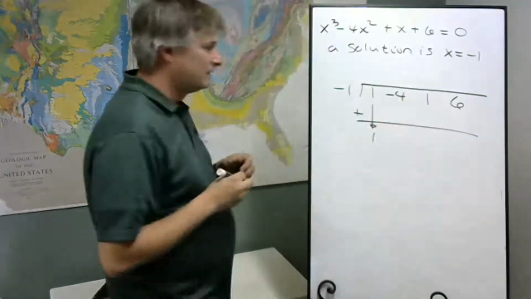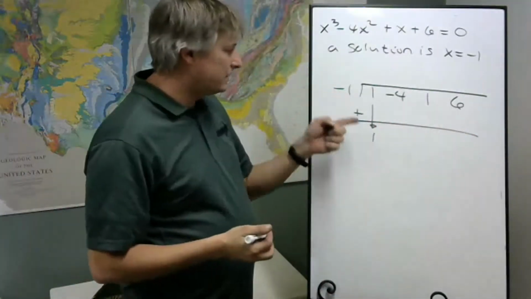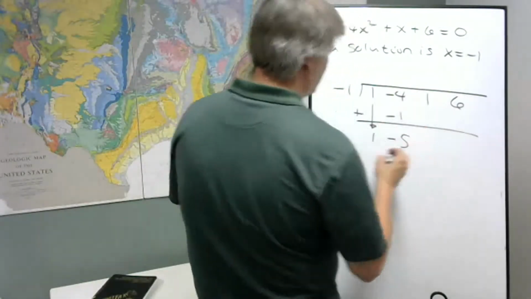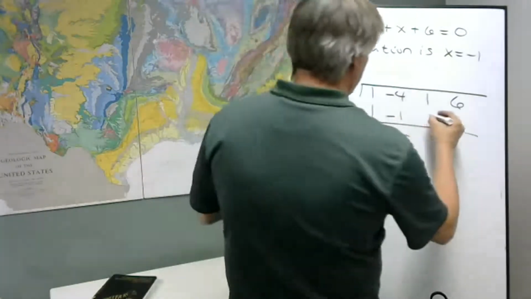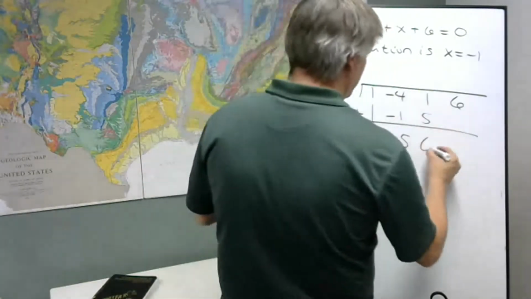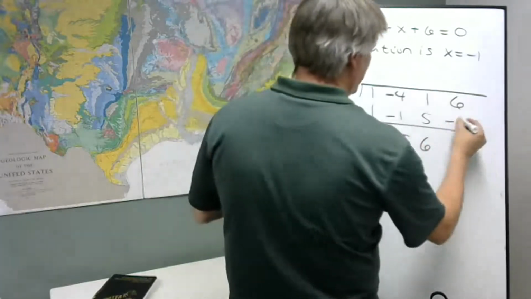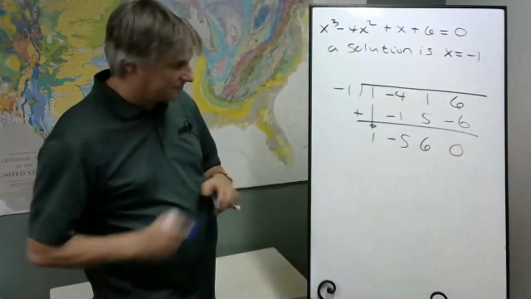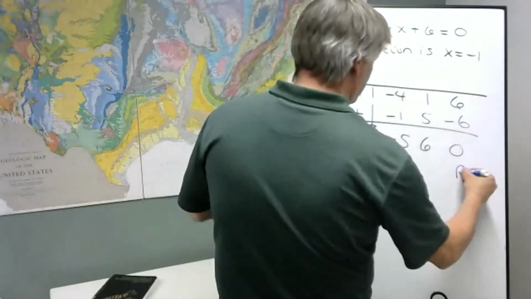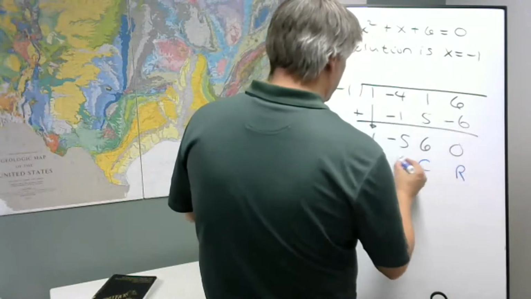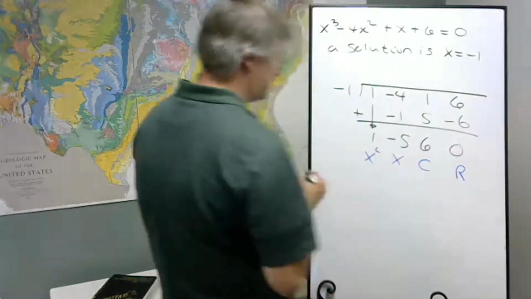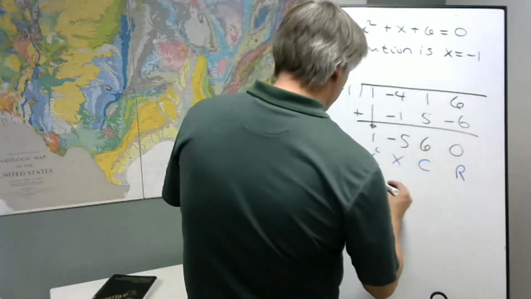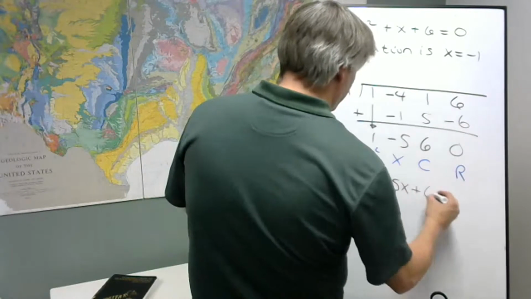Bring that down, and away we go. Negative 1 times 1, negative 1, add them, we get negative 5. Negative 1 times negative 5, positive 5, add them, we get 6. Negative 1 times 6 is negative 6, add them, we get 0. And so we have the remainder, the constant, the x coefficient, and the x squared coefficient, or x squared minus 5x plus 6.